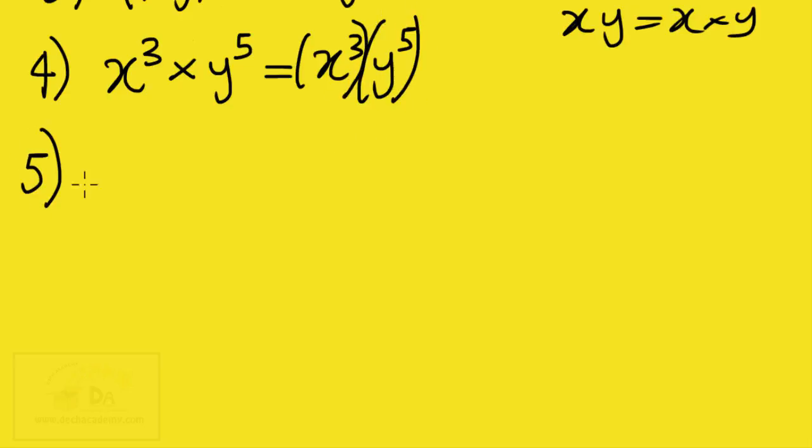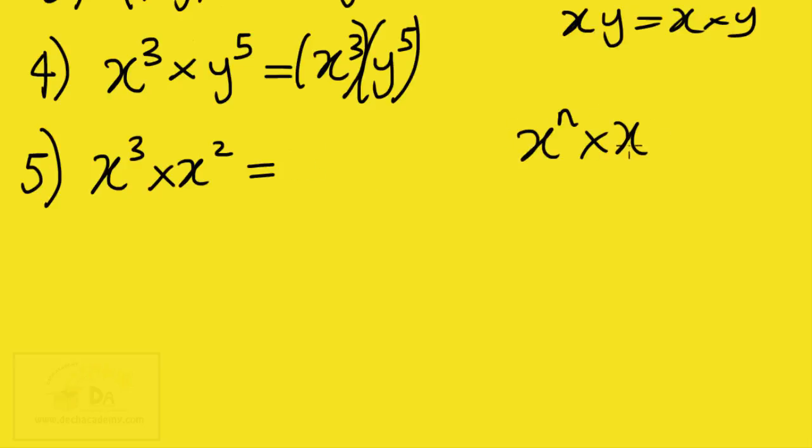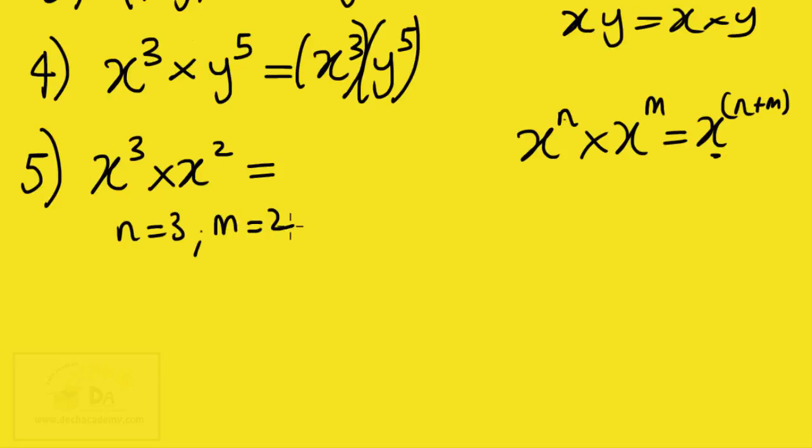Here's another example. So let's try x cubed times x squared. Well, this can be simplified. You could say this is x cubed x squared. But if you remember that there's a rule that says when you have a product of the form x^n times x^m, it can be simplified as x^(n+m). Same base, and then you sum the powers. So in this case, our n is 3 and m is 2. So this expression is x^(n+m), 3 plus 2, which is equal to x^5.